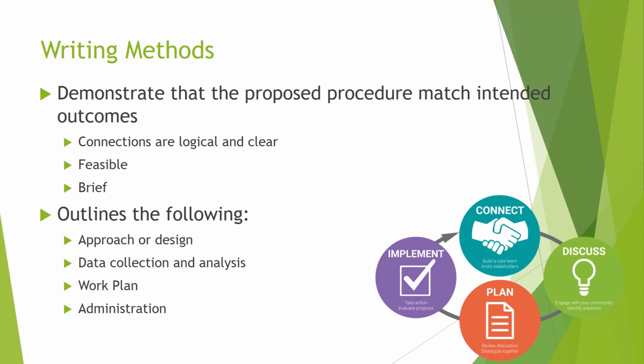The methods section needs to list and describe the various activities you will use to accomplish your objectives. It should demonstrate that the proposal procedures match the intended outcomes. You need to make sure that the connections between these sections are clear, logical, and also feasible. This section should be brief compared to other grant sections.